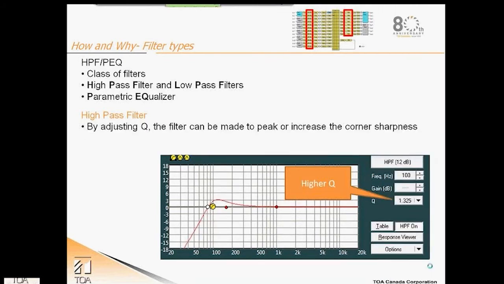We can also adjust the Q of the filter to provide some gain at the corner frequency. Depending on the Q selected, this can impart a signal boost or even increase the slope of the defined curve.